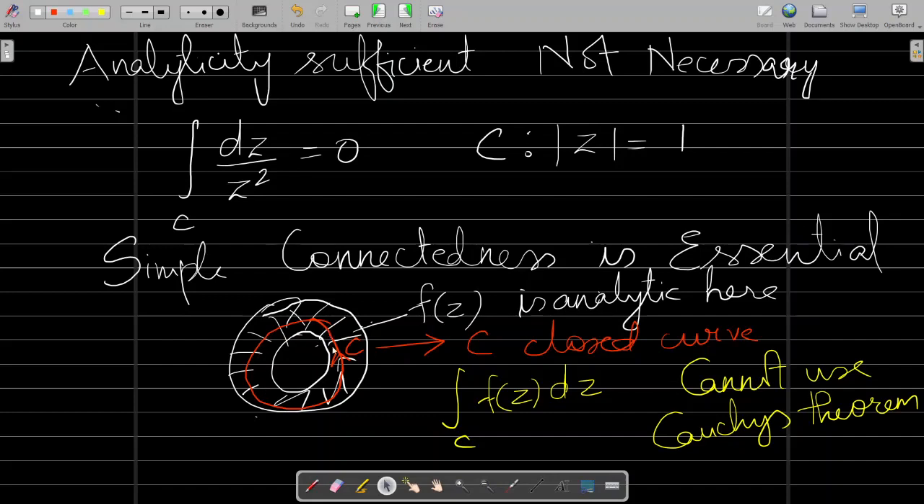Suppose I consider this red shaped curve that you see. I cannot say the integral over c of f of z dz is equal to 0. Maybe it is 0, but I cannot use Cauchy's integral theorem to state that it is equal to 0.